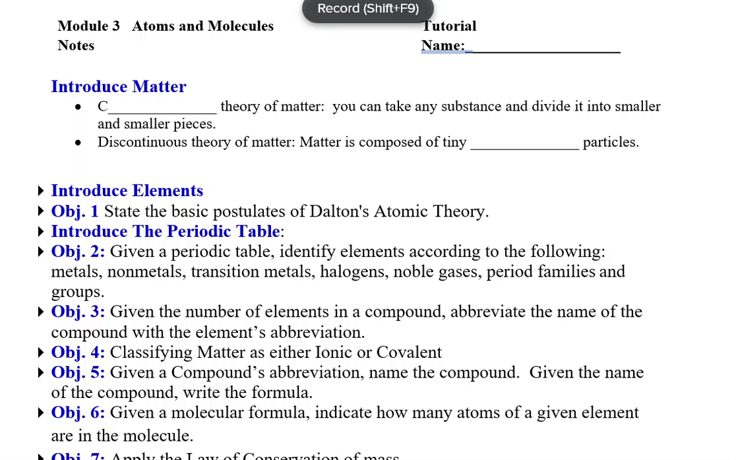But the idea is that if matter were continuous, you could take a piece of wood, for example, and divide it in half, and you would still have pieces of wood. Divide that piece of wood into smaller pieces, and you would still have smaller pieces of wood. What we found out is that if you could keep dividing it into smaller and smaller pieces, eventually you would get down to individual atoms of carbon and oxygen and hydrogen. And those atoms, you couldn't divide into smaller pieces. So that's the idea of the discontinuous theory of matter. And that's the theory that we now hold.